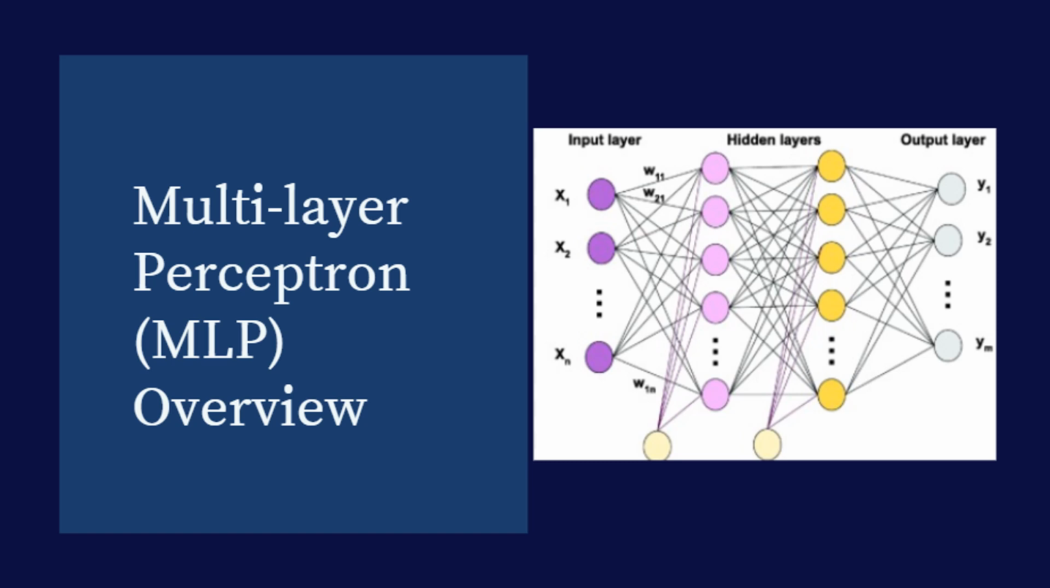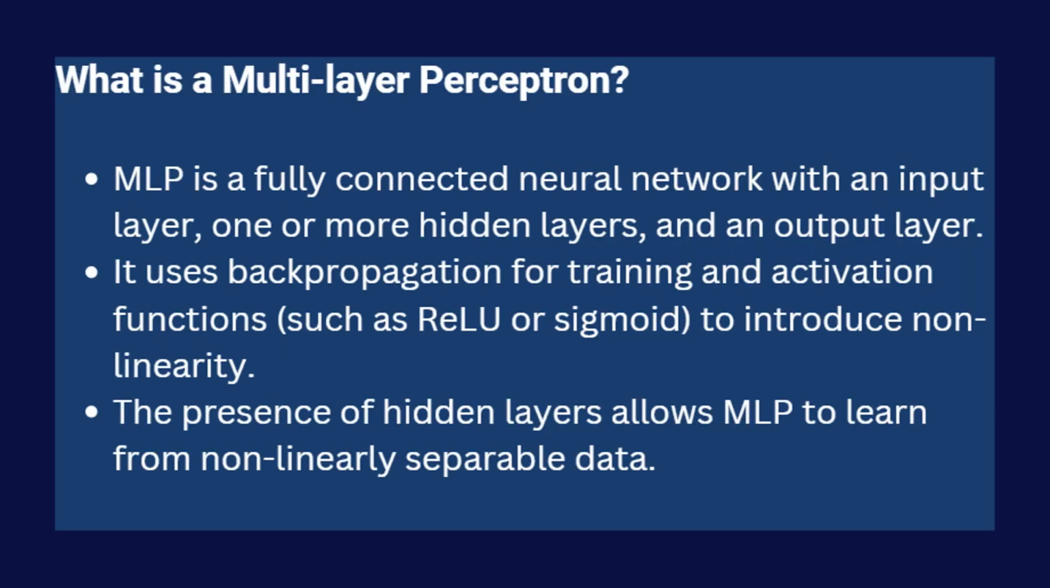First, let's see what is meant by multilayer perceptron. Here is a multilayer perceptron (MLP) overview. In this given diagram, we have input layer, hidden layer, output layer with two biases. What is a multilayer perceptron? MLP is a fully connected neural network with an input layer, one or more hidden layers, and an output layer. It uses backpropagation for training and activation functions to introduce nonlinearity. The presence of hidden layers allows MLP to learn from non-linearly separable data. So these hidden layers are really helpful to learn from non-linearly separable data.